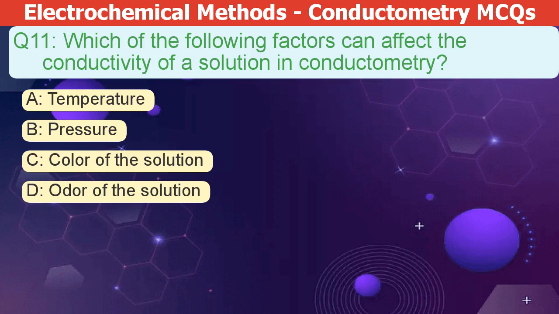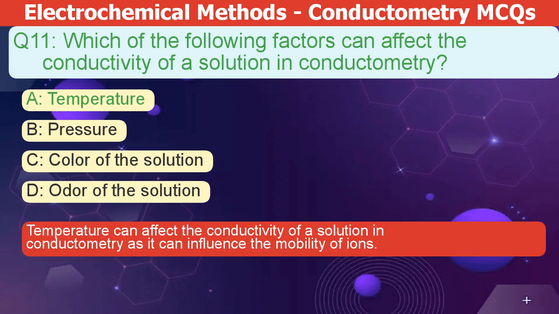A. Temperature. B. Pressure. C. Color of the solution. D. Odor of the solution. The correct answer is A. Temperature can affect the conductivity of a solution in conductometry as it can influence the mobility of ions.